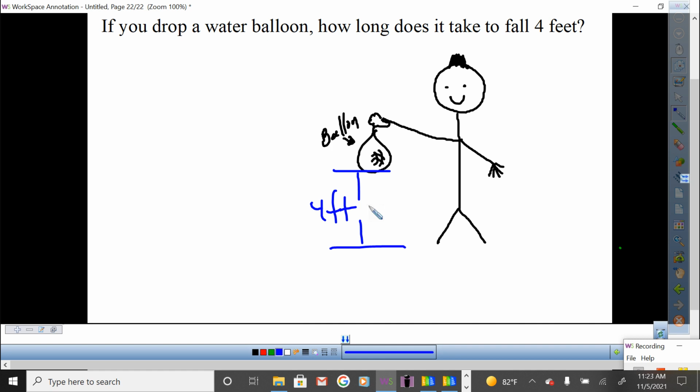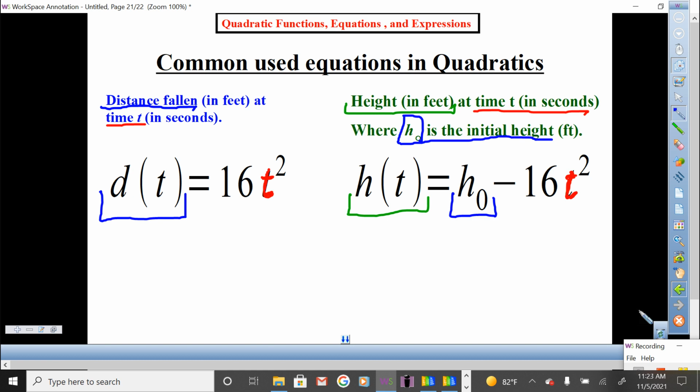All right. So, let's see what they give us in the problem. It says, if you drop a water balloon, here's the sketch, how long does it take? What does this mean? Label that T and put a question mark, because they're asking us for time. And then the fall is 4 feet, so we already have that portion right here. They only give us two pieces of information: 4 feet and time, question. Look at those two formulas. Talk it over with your neighbor, let them know which formula you're going to use for that simple problem. Which formula?